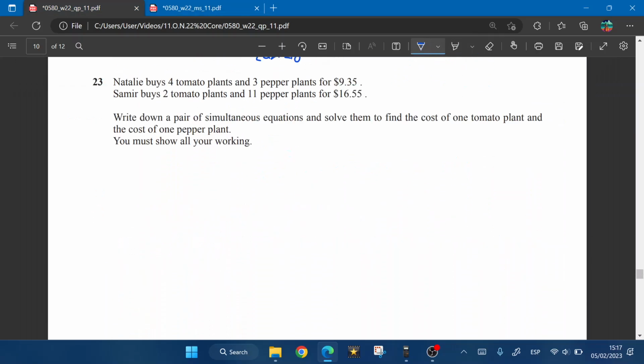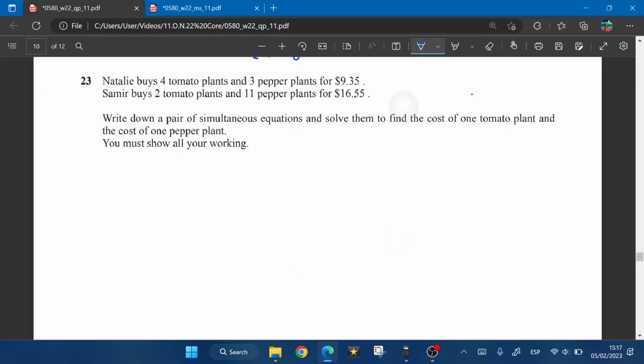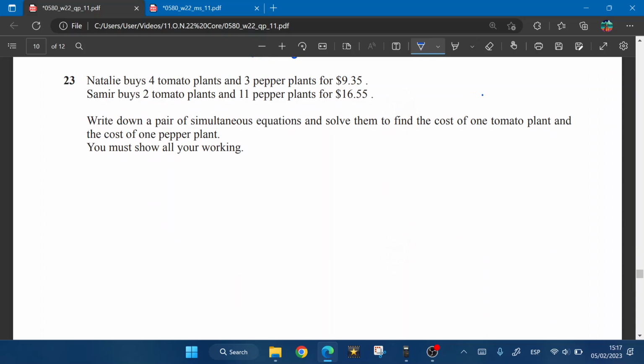Okay. Right. Question 23. One thing about maths is it makes complicated things easy by writing it in a simpler language. And then what they do in the exam is they give us something in a complicated language and we need to write it in a simpler language. So let's start with Natalie. Okay, so there's tomato plants and there's pepper plants. Natalie buys 4 tomato plants. So let's write there 4 tomato plants and 3 pepper plants for $9.35.